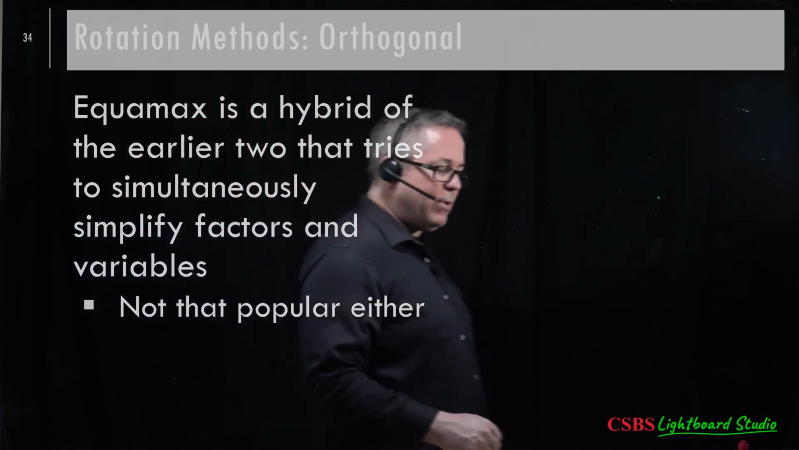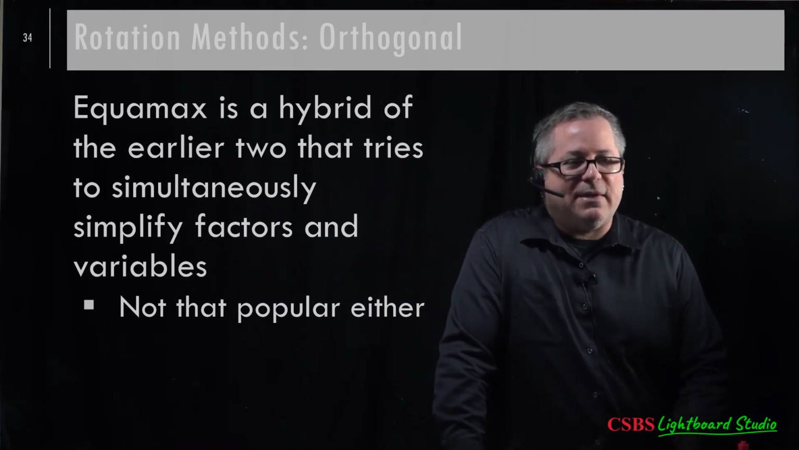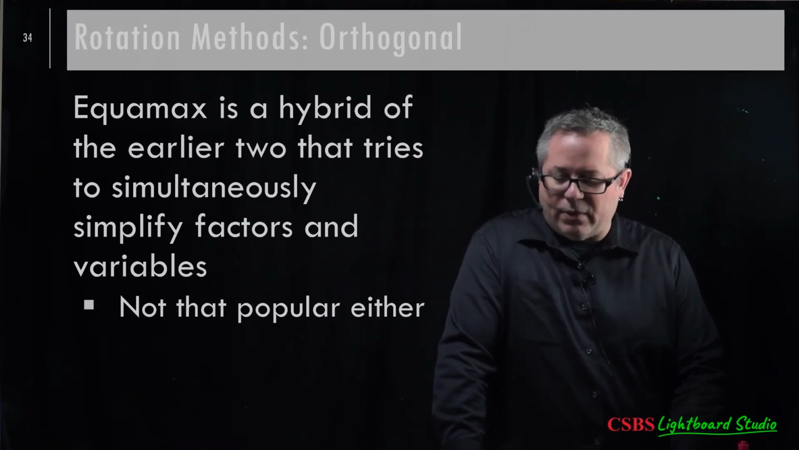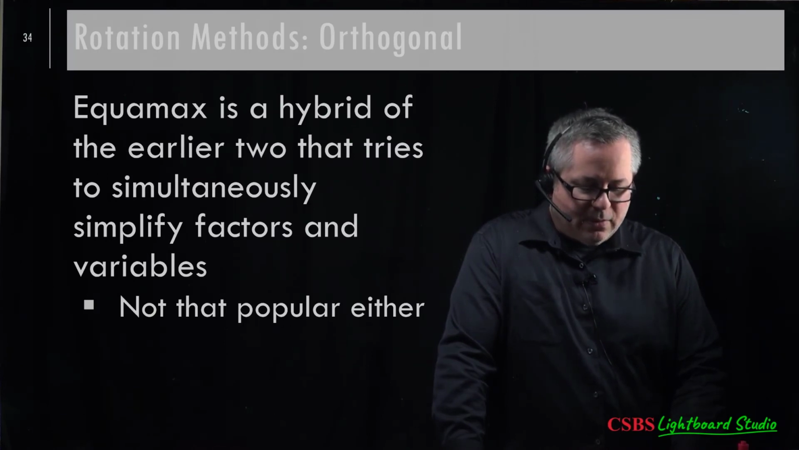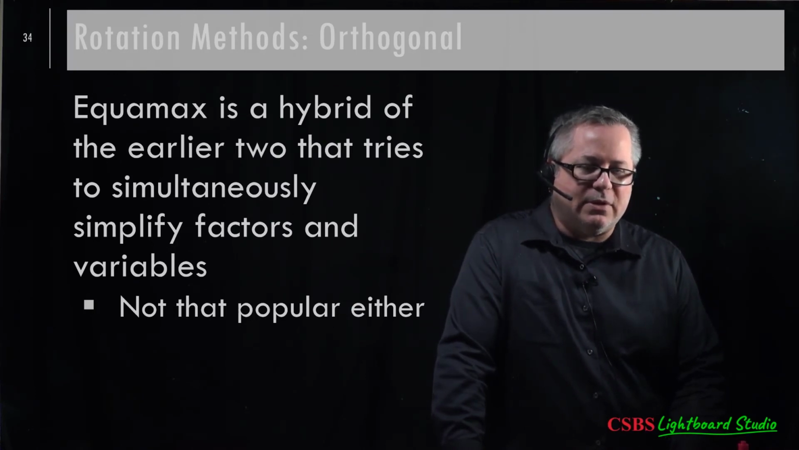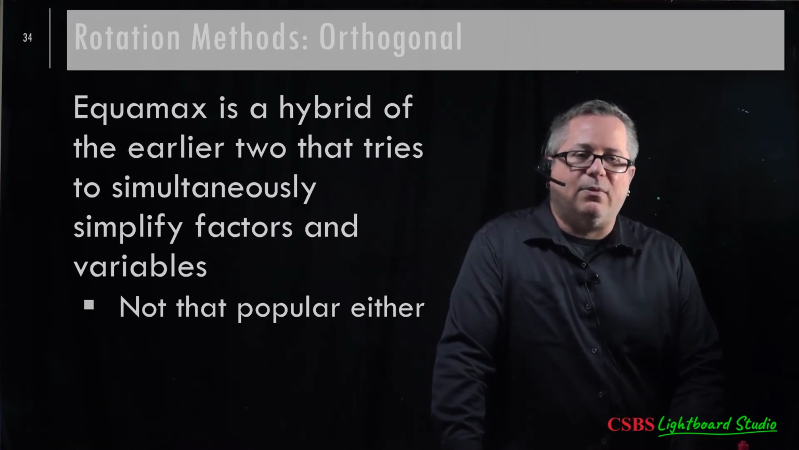Equimax is a hybrid of both. It's trying to maximize both the factor variance and item variance simultaneously. Again, not very popular. It's not typically the goal of what people want to do. Not trying to maximize in that way. We're actually trying to spread out the variance of the factors across so that we can actually interpret them. This doesn't make interpretation easier. It actually can make it more complicated, make things more messy. That's why it's typically not used.